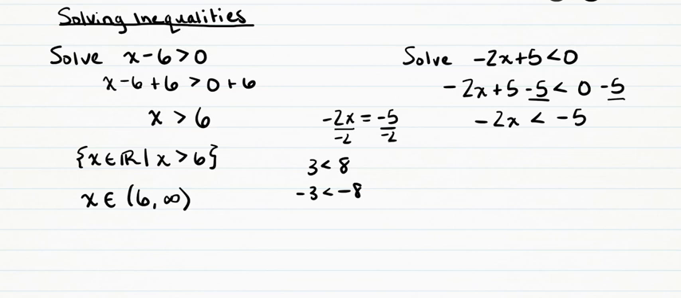Or again, if I start with the inequality 3 is less than 8, and I multiply by a negative number, let's say negative 2, I get negative 6 is less than 8 times negative 2, which is negative 16. Well, again, negative 6 is actually greater than negative 16. So whenever we are multiplying both sides of an inequality or dividing both sides of an inequality by a negative number, we need to switch the direction of the inequality sign.